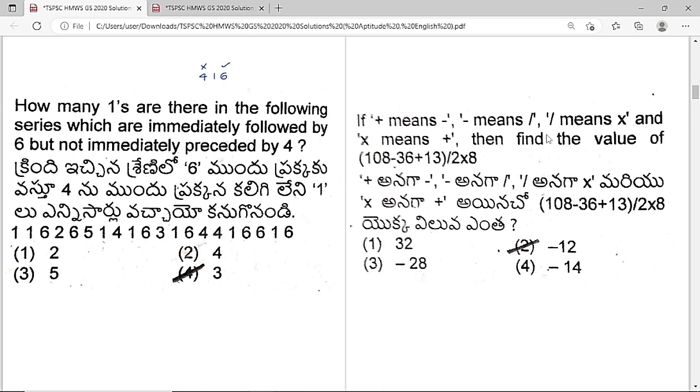So basically, in this question what they have given: if plus means minus, minus means division, division means x, and multiplication means addition, then find the value of this series. In this question they have given: if addition means subtraction, subtraction means division, division means multiplication, and multiplication means addition, then what is the value of this sequence. Of the four options, option B, minus 12, is the correct solution of this question. So let's solve this numerical.